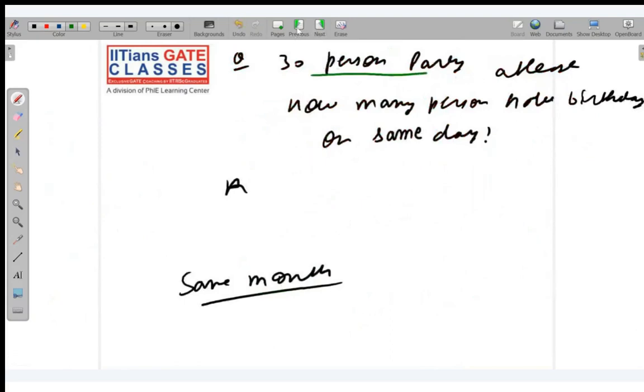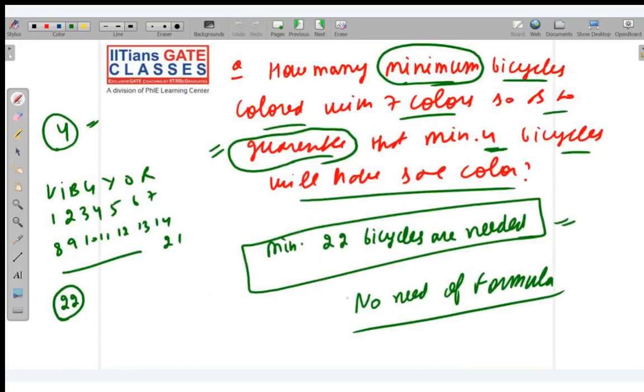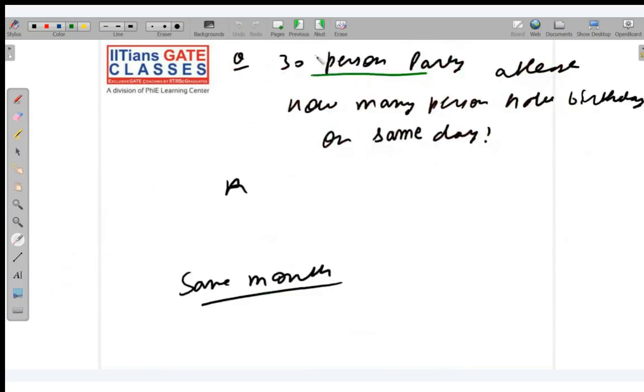Can you read the question, please? How many minimum bicycles colored with 7 colors so as to guarantee that minimum 4 bicycles will have the same color? Yes, sir. Yes. So let me jump to the next slide.